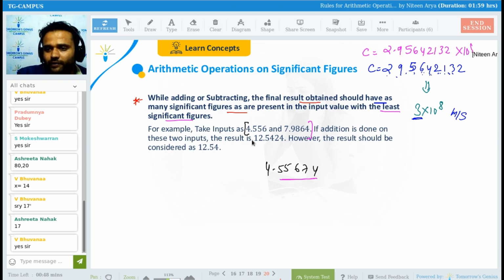2.9564213 into 10 to the power 8. So now you tell me which one is easy, this one or just rounding off to 3 into 10 to the power 8. Obviously 3 into 10 to the power 8. And in general, 3 into 10 to the power 8 is what we write in bookish language, in format, or everywhere.